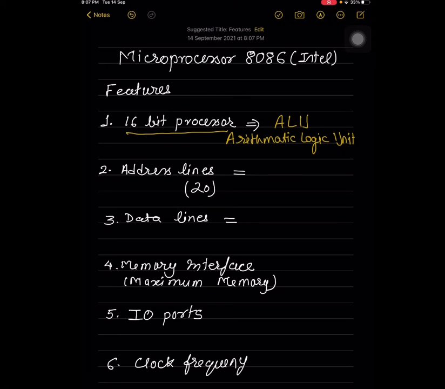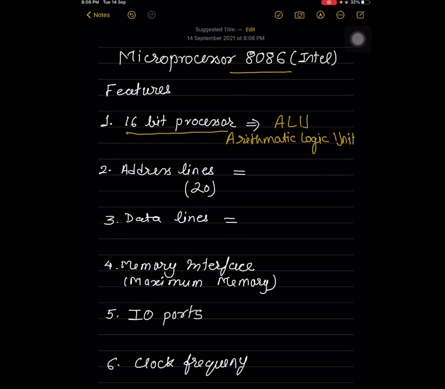If the arithmetic and logic unit of any processor is 16-bit, we say that the processor is 16-bit. So in the 8086 microprocessor, the arithmetic and logic unit is 16-bit, and that is why we say that microprocessor 8086 is a 16-bit processor. The capacity of the ALU means that at one time we can perform any addition, subtraction, or any arithmetic or logical operation on 16-bit data at one go. That is why the processor is said to be a 16-bit processor.